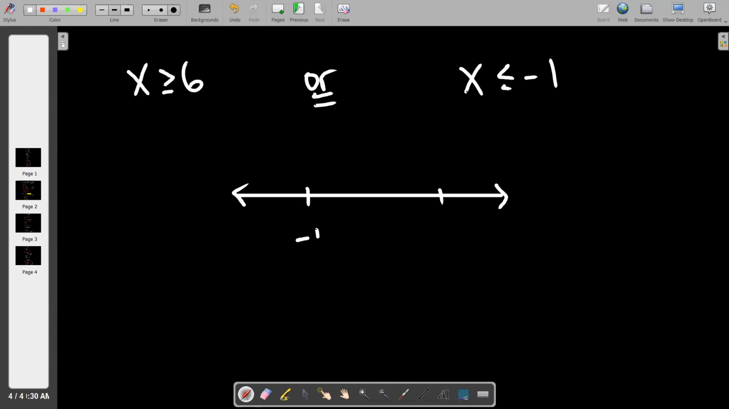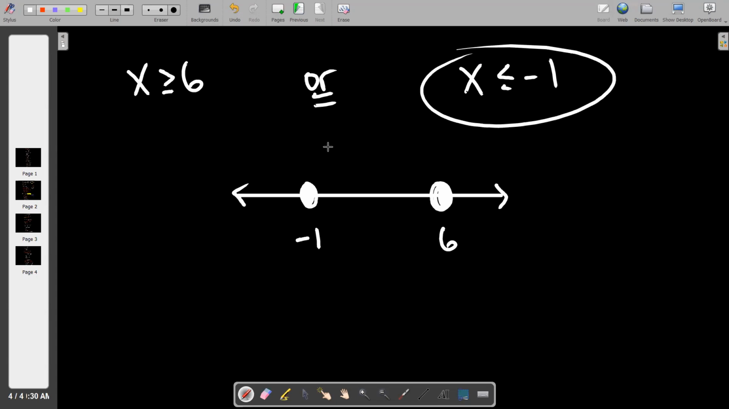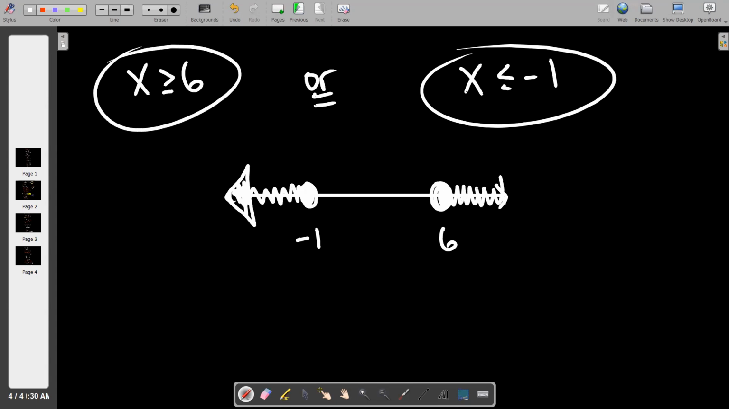So negative 1 boundary is over here. 6 boundary is, of course, over here. What kind of circle boundaries will I have? Filled in on both ends. And where will I go? Out. This one literally says go to the left of negative 1. This one says go to the right of positive 6. And there's a completed splitter.